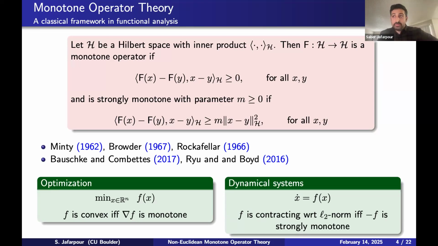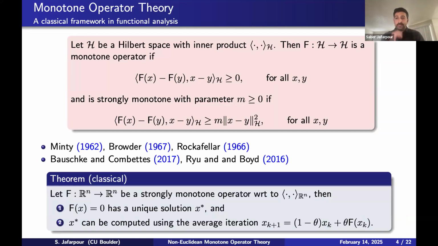In dynamical systems, monotone operators also appear a lot. If you consider the dynamical system x dot equals f of x, you can show that contractivity of that dynamics, meaning that the trajectories of the dynamics converge to each other with respect to the L2 norm, is closely connected with strong monotonicity of the vector field minus f. As a result, there are more and more applications of these monotone operators in different areas of math and applications.